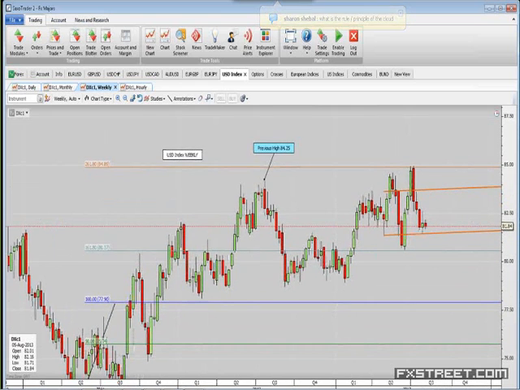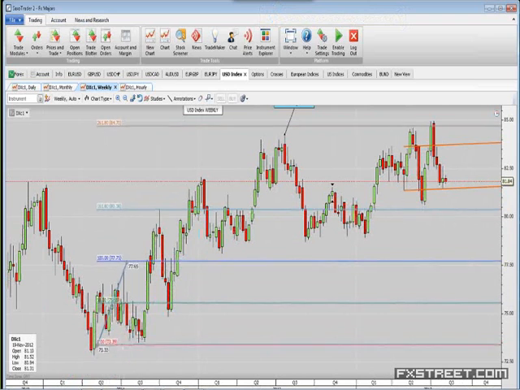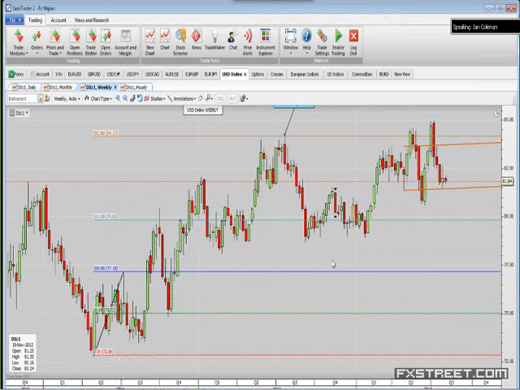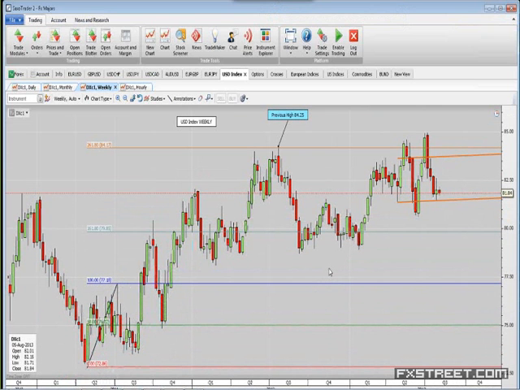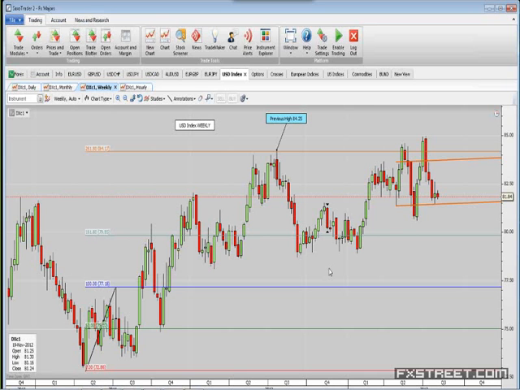We had, my bias is still for higher levels, by the way, in the dollar index, so that obviously reflects the lower levels.